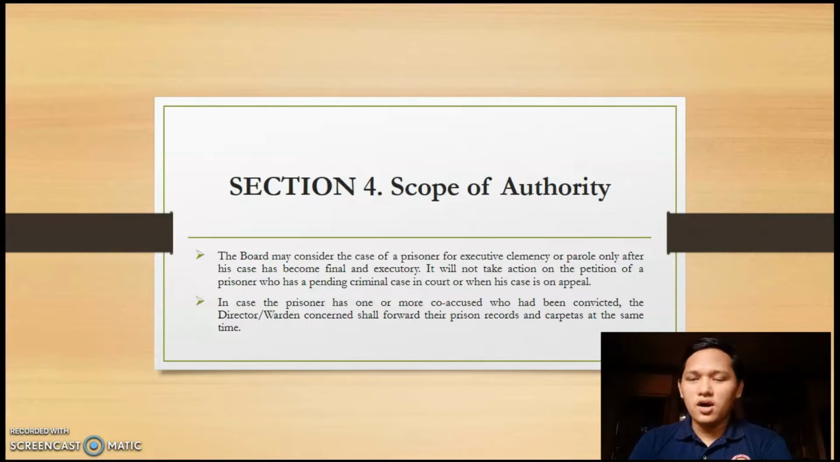For example, a convicted person who is qualified for probation but whose case has not yet become final will not proceed with executive clemency, but only after his case becomes final.